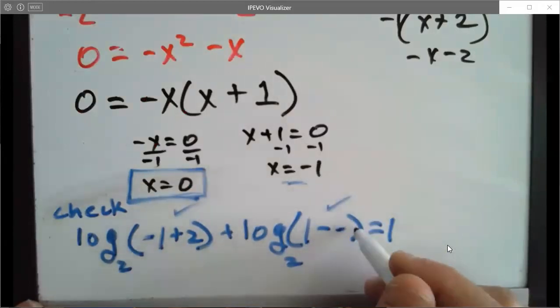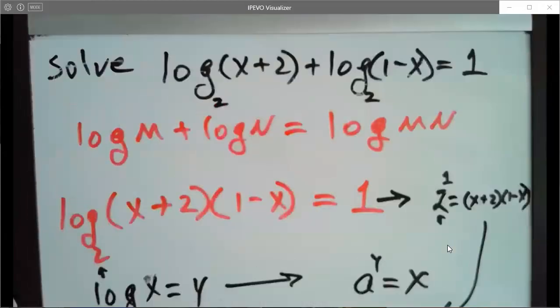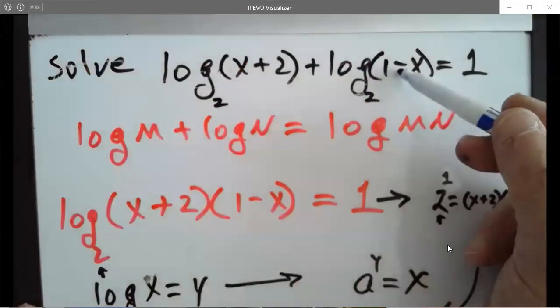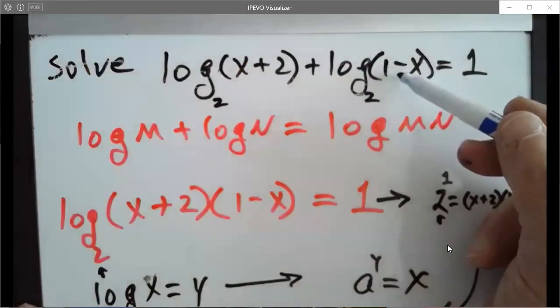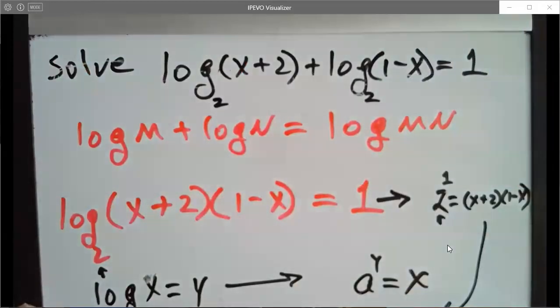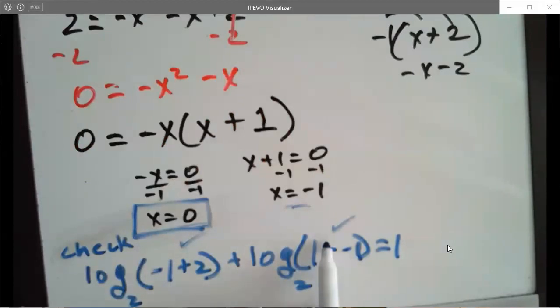But it's minus a -1, because this negative is for the logarithm, for the original equation. So we're going to put 1 minus a -1. So this negative is for the original equation, and this negative is for the solution. So you got to put minus a negative.